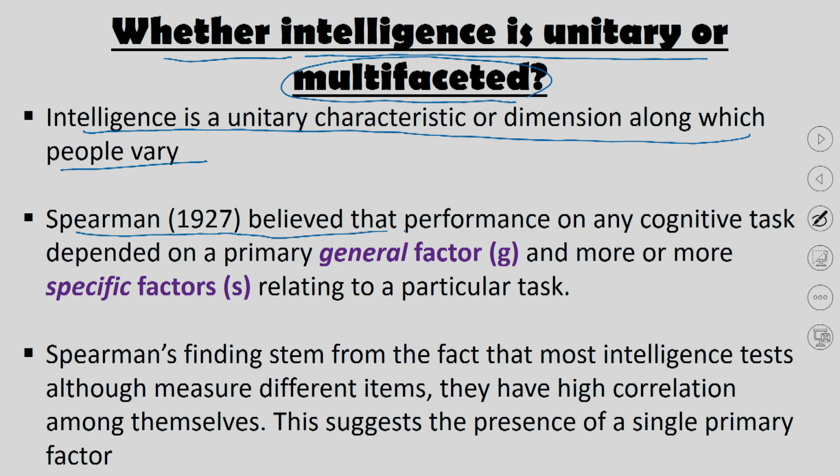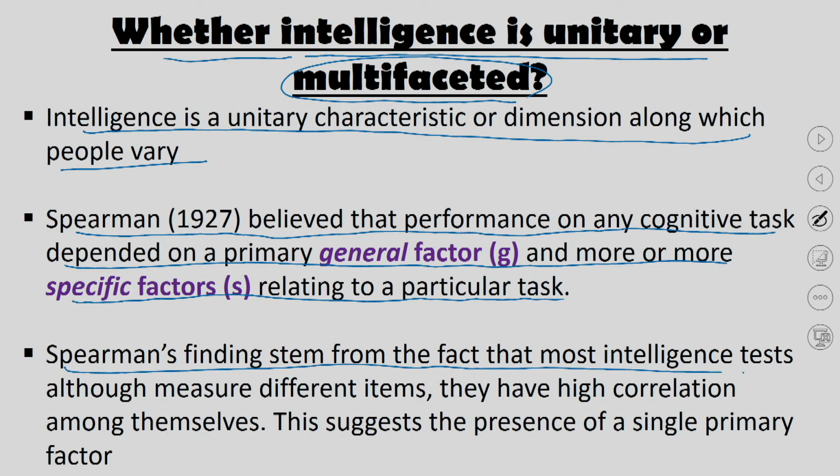So Spearman, 1927, believes that performance on any cognitive task depends on a primary general factor G and more specific factors relating to a particular task. Now Spearman's findings stem from the fact that most intelligence tests, although they measure different items, have high correlation among themselves, and this suggests the presence of a single primary factor. So let us look at the idea that intelligence is a single or unitary factor.